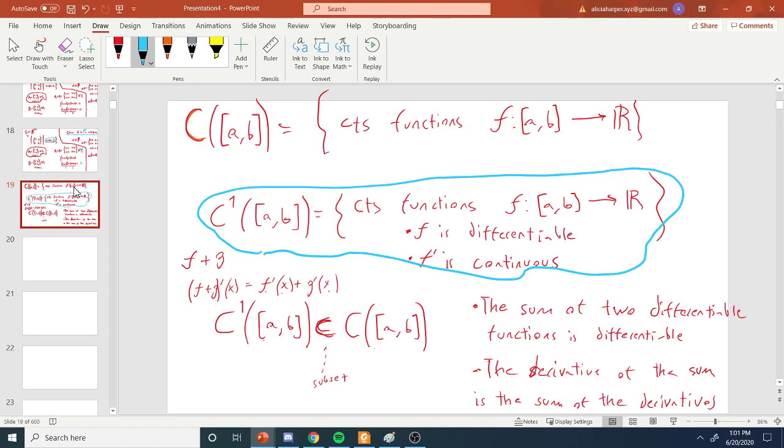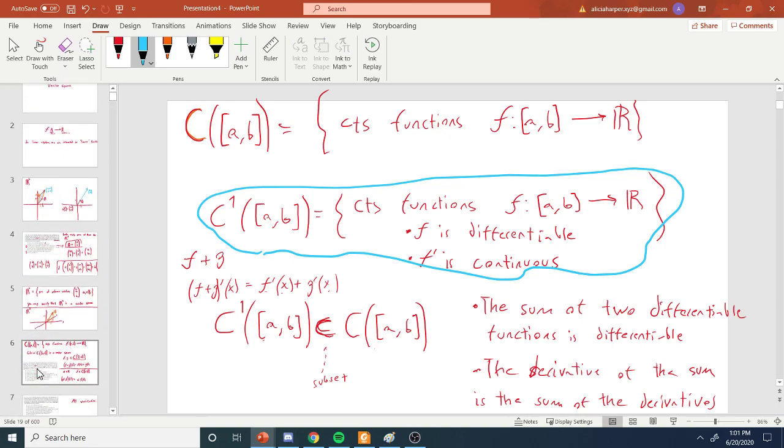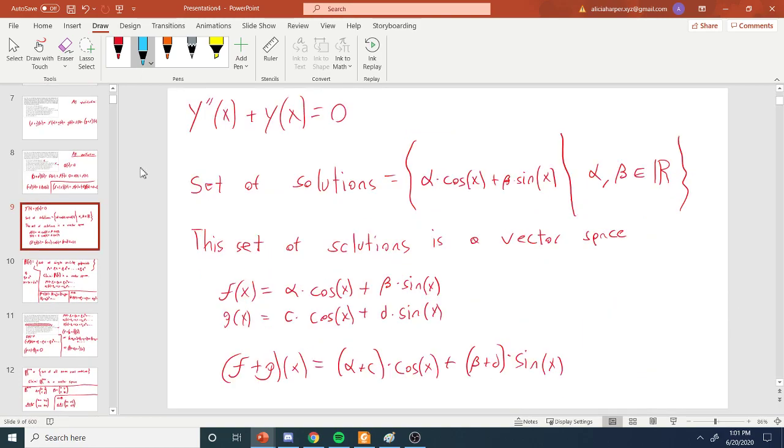Now let's do a more interesting example. Let's go back up here and let's look at our differential equation.